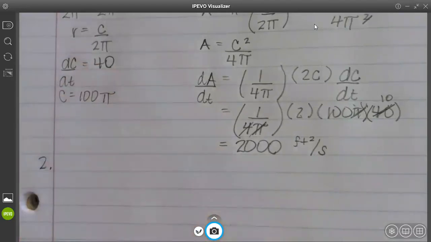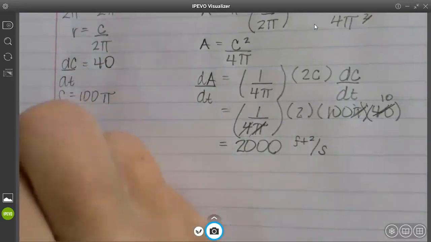All right. Number two. A spherical balloon is inflating at a rate of 27 pi inches cubed per second. How fast is the radius of the balloon increasing when the radius is 3 inches? What's the only thing they talk about in this? What's the volume of a sphere?